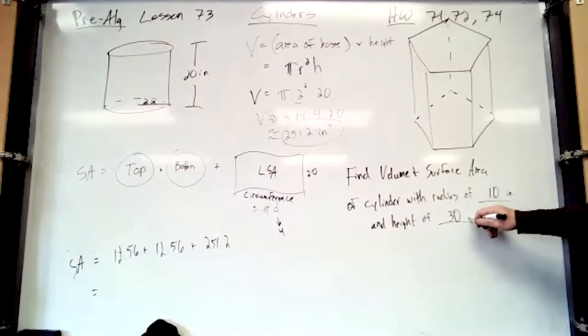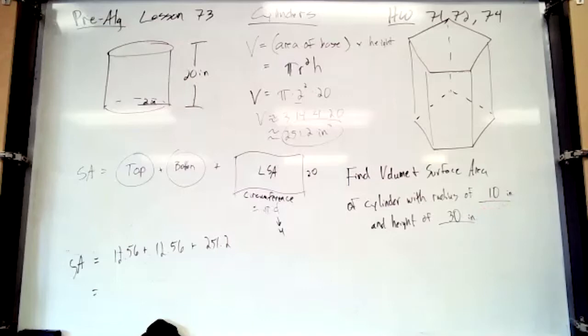So 10 inches and 30 inches. The radius of 10 inches. This is problem set 73, yes? Yeah, problem set 73. But don't look at this because this example's in the book, so don't look at it, because then you would be cheating, because it gives you the solution.